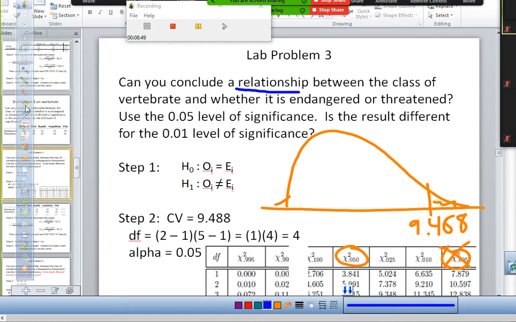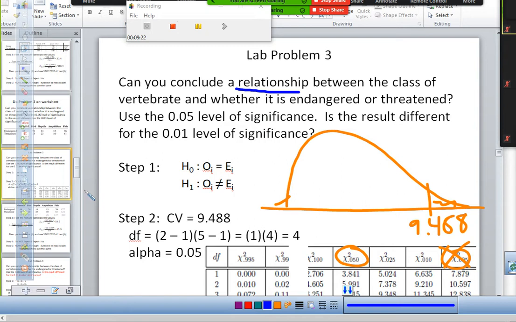And then your claim in that case, if you did it this way, your claim would have been H1, right? Because H naught is always no relationship. So then your claim would be H1, in which case in step 5 you would have said there is enough evidence to support the claim that there's a relationship between vertebrate and whether it's endangered or threatened. So that would have been totally fine as well. Okay, because that's what I did. Okay. Totally fine. Absolutely 100% fine.